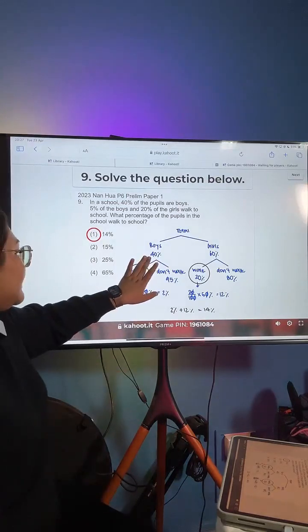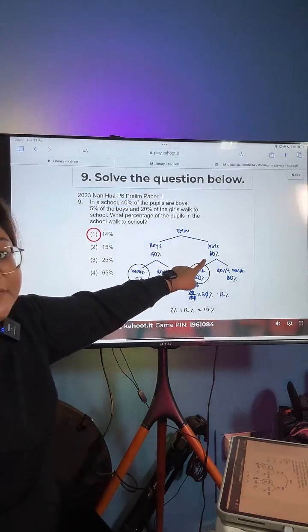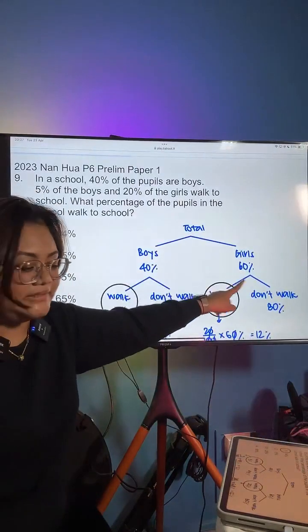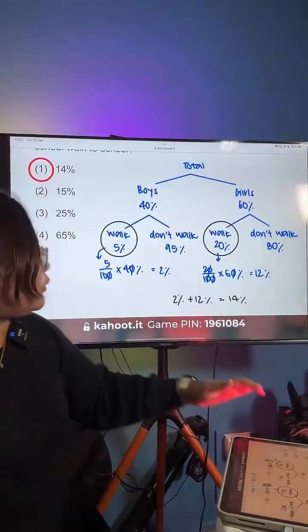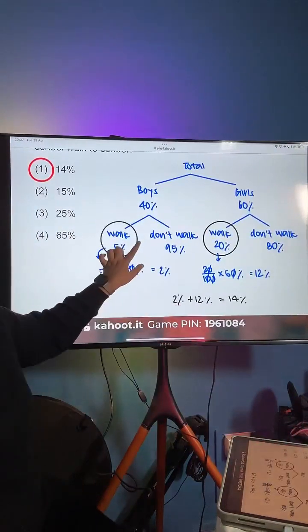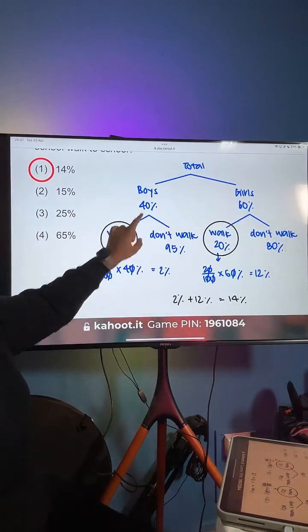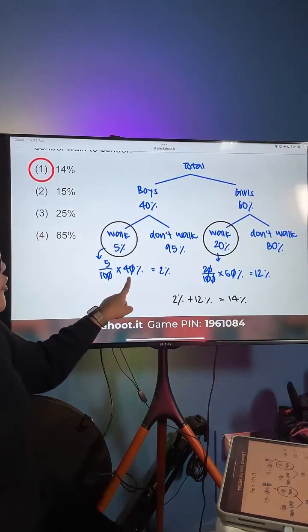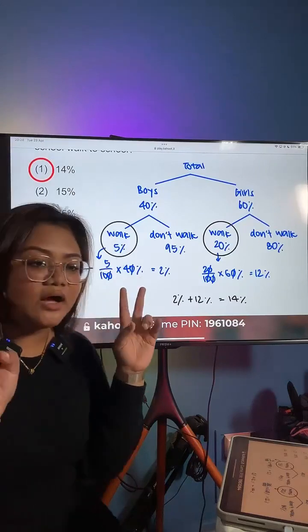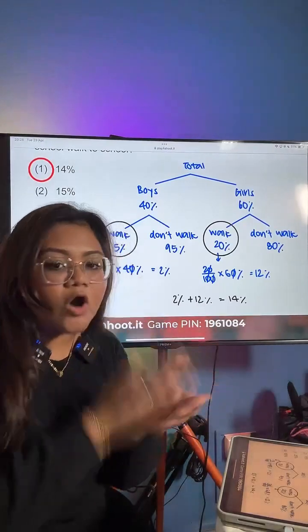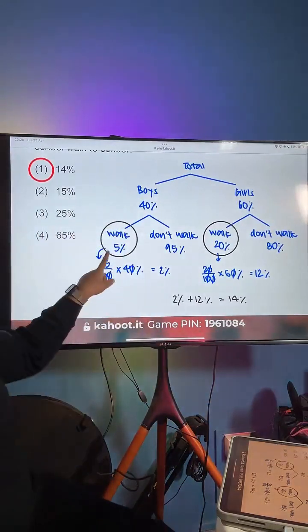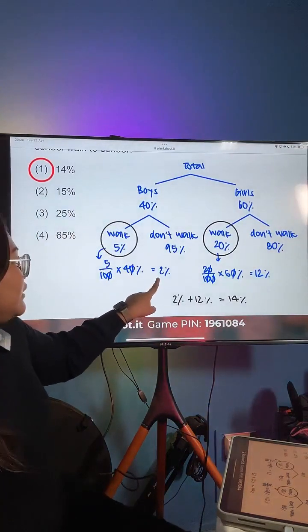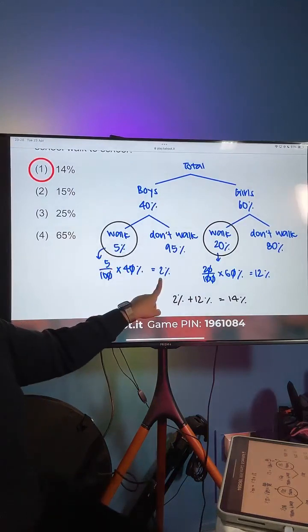If boys is 40%, the girls must be the rest of the 60%. Okay, because total 100, right? So girls must be 60%. Now, if boys that walk is 5%, so 5% of the boys. 5% is 5 over 100. Of means times the boys is 40. Converting an English phrase, 5% of the boys, to give us 2%, okay? Simplify this, you will get 2%.